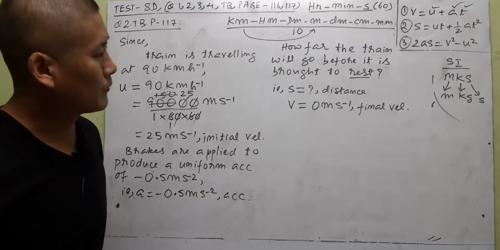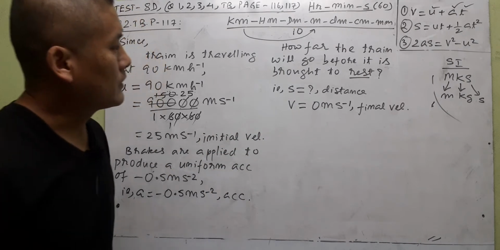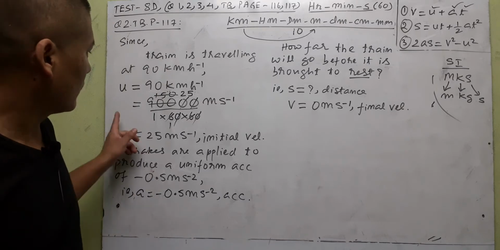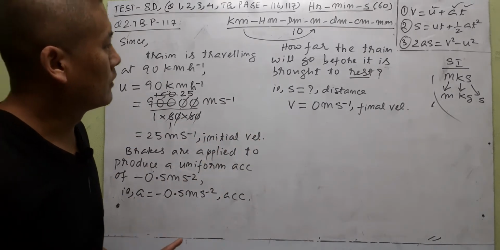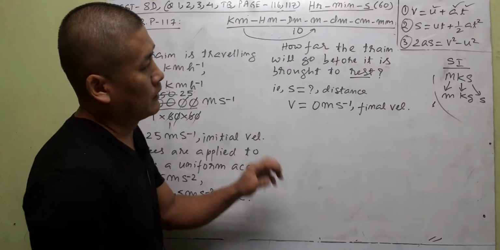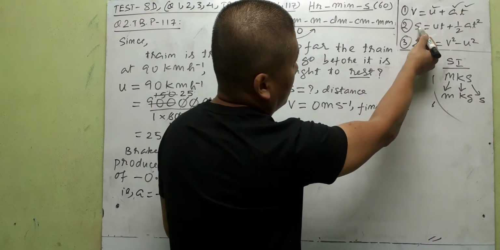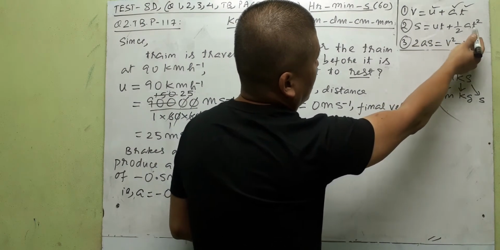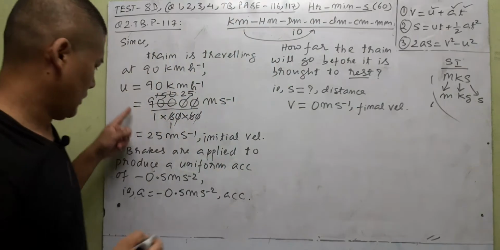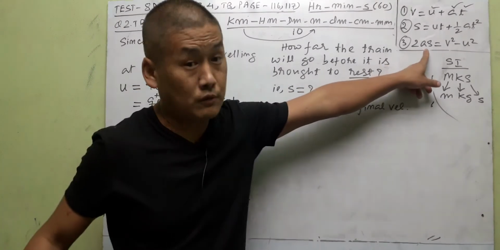The question is asking. If you look at this, you see here, U is there, V is there, A is there. So to find this S, you have two options. Formula 2 and 3 both have S. But we can't use this because there is no information about T. Time is not given in this question. So let us go and check the next one.